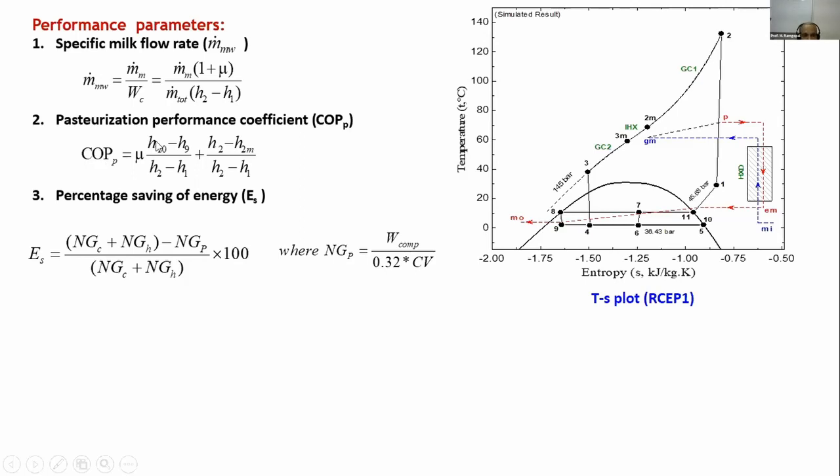And then we have compared this with a conventional system just to know what the energy savings are. So the percentage saving of energy is given by this expression. In this expression, you can see NGC and NGH are for the conventional system. What is the energy consumption, where we assume that we are using natural gas as the primary energy. So what is the natural gas consumption for the cooling system, and what is the natural gas consumption for the heating? Okay, and NGP is the natural gas consumption for the transcritical CO2 system. So the difference gives you the energy savings.